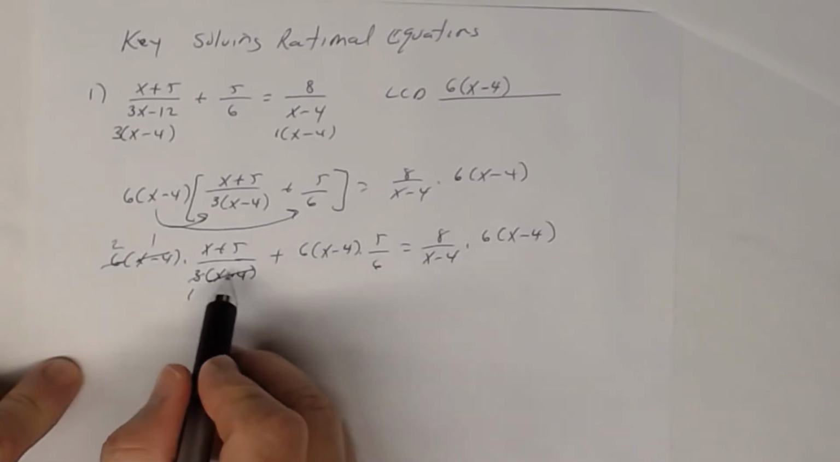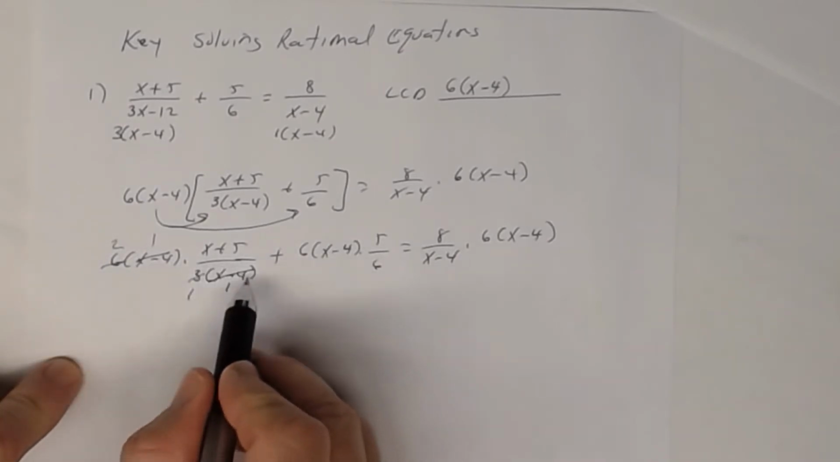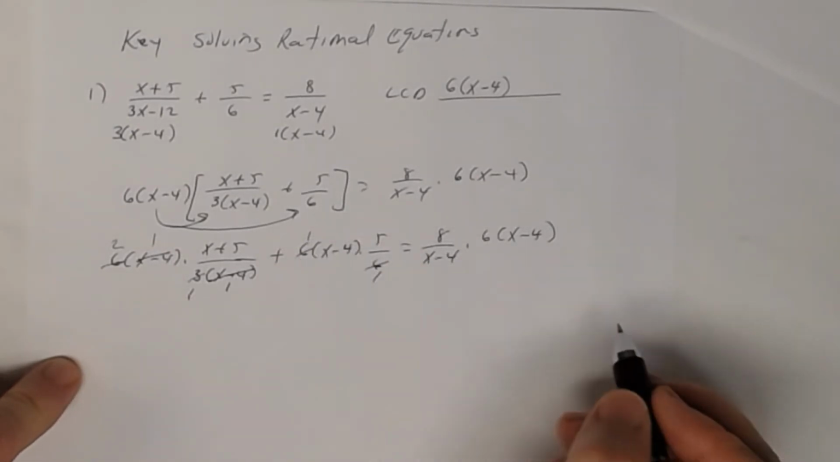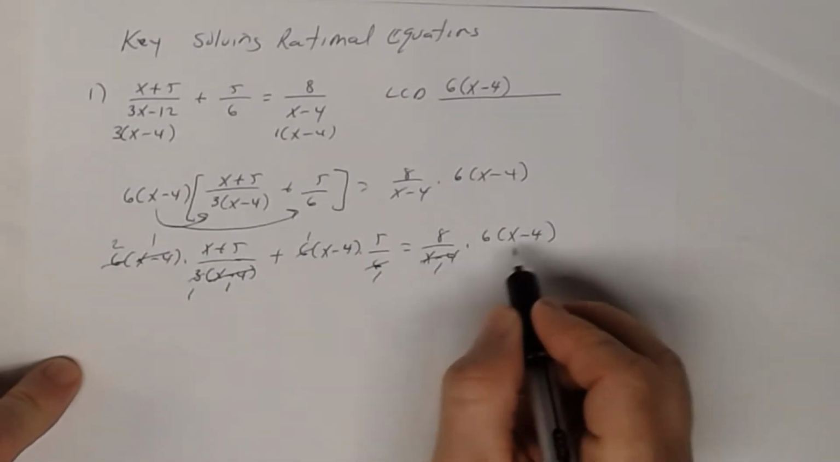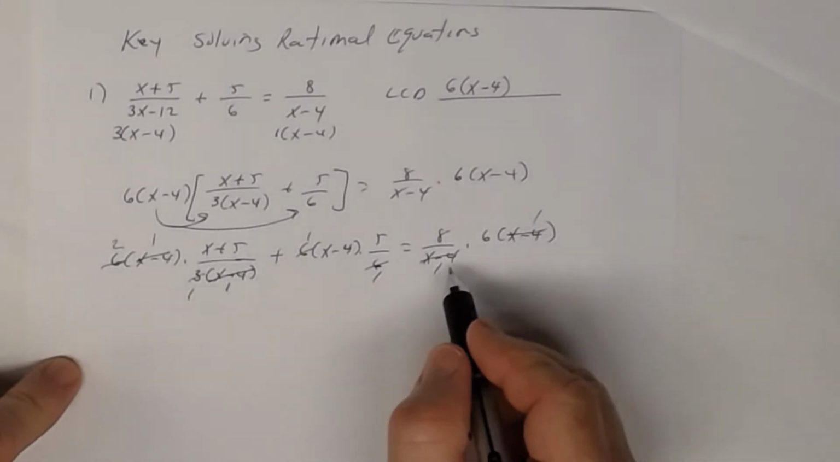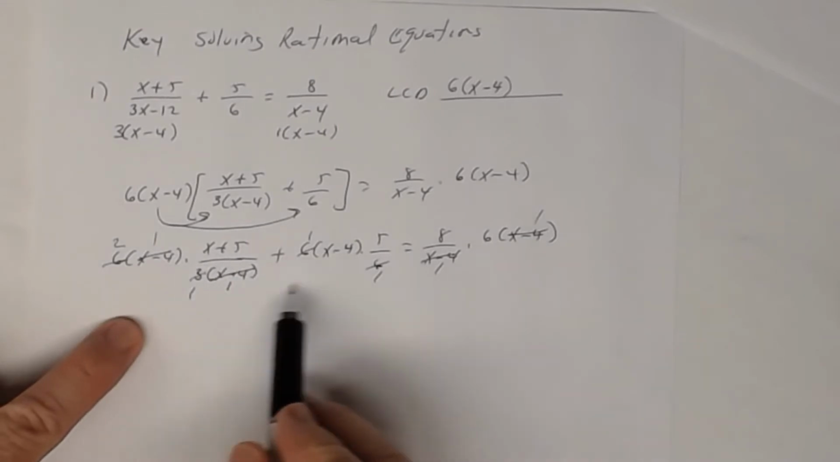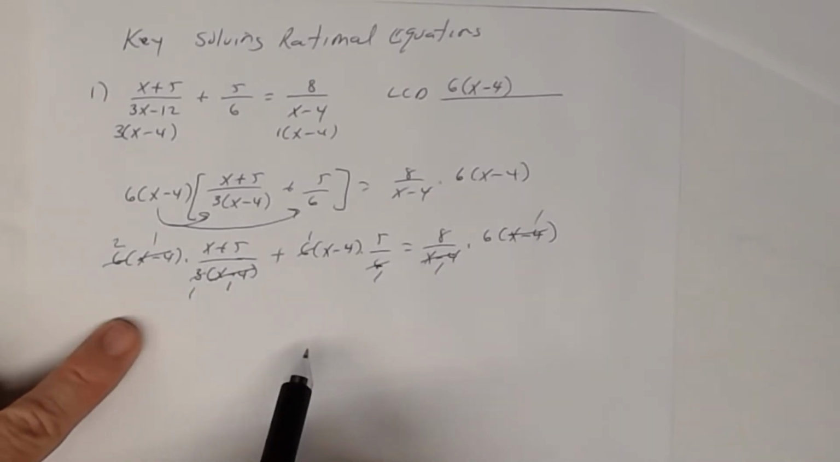All right, so notice 1 times 1 is 1. So you have 1 as your denominator. Over here, same thing. 6 into 6 is 1. Over here, the x minus 4s divide out. Make sure you put factors of 1s in their place. All right, that's important. And all you have left are 1s in those denominators, and that's what you wanted.